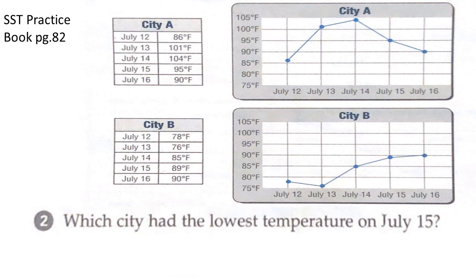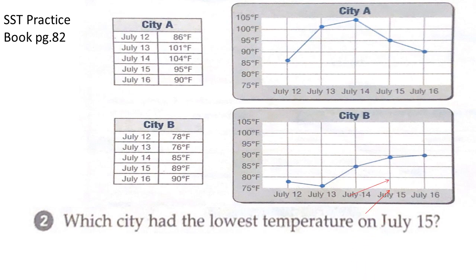Simple. Question number 2. Which city had the lowest temperature on July 15? Great, this is going to be easy as well. The first thing I need to do is establish which city they are talking about. They're talking about both the cities, right? And then they want me to compare, because they're asking which city had the lowest temperature on July 15th. So I'm going to look at the data for both of these cities.